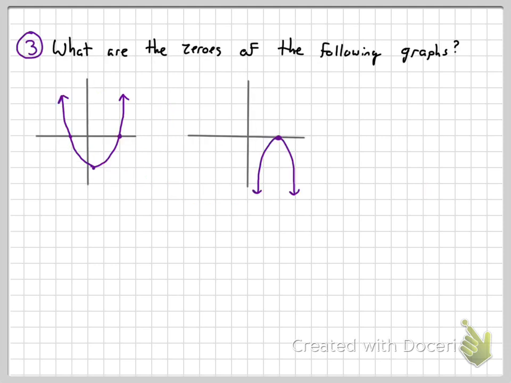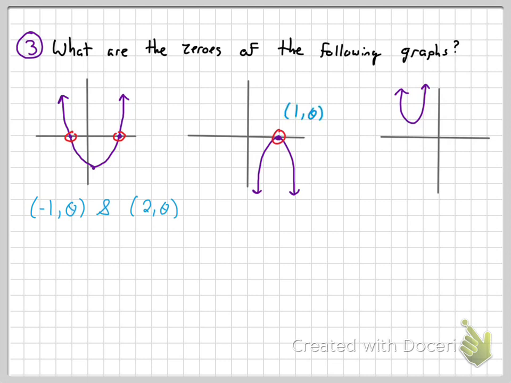So in example number 3, I want to figure out what are the zeros of the following graphs. So in these 3 graphs, here I cross the x-axis at (-1, 0) and (2, 0). So those are my x-intercepts, or again, we could call those zeros. Notice in this graph, I only touch the x-axis once. So I'd say that there's 1 x-intercept, and that's at (1, 0). And finally, in this last graph, I don't cross the x-axis at all. So there's none. There's no zeros there.